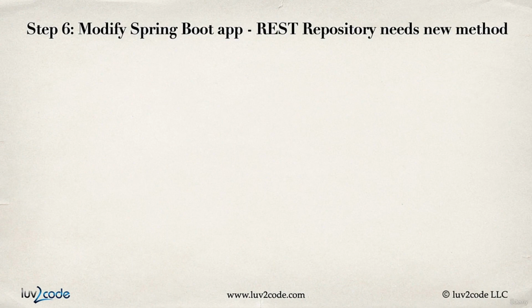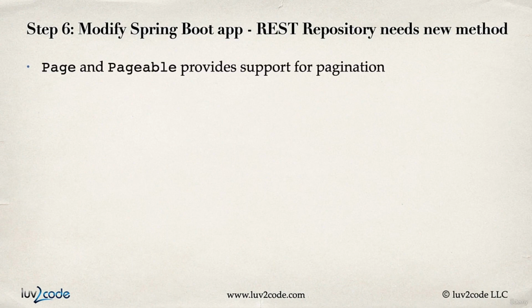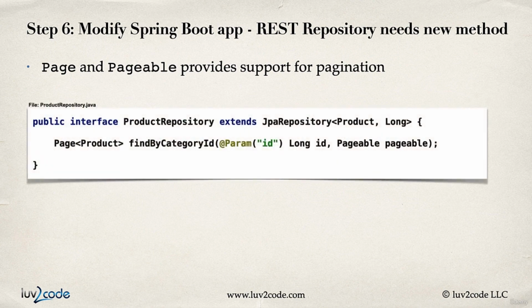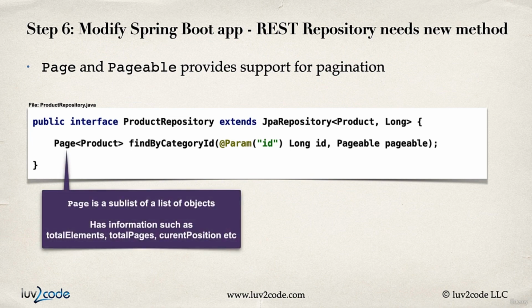All right, now a bit more on this method, as far as some other items that I didn't discuss yet. Page and Pageable provide support for pagination. In this method definition, note on the left-hand side, it has Page of Product. A page is a sublist of a list of objects. Think, you have 1,000 objects out there, but you only want the first 10 or first 20. That's a page. It's just a small list. This page has information such as total elements, total pages, current position, and so on.